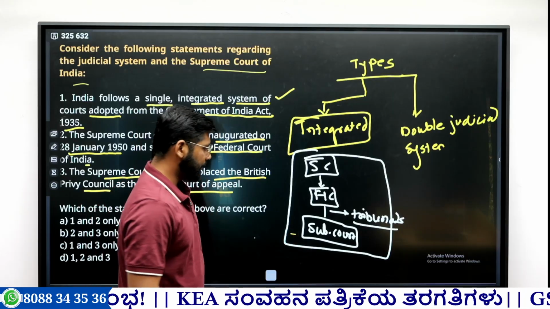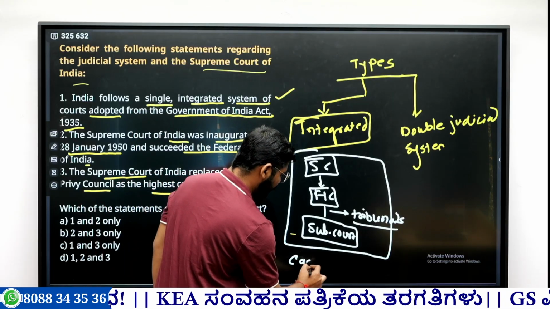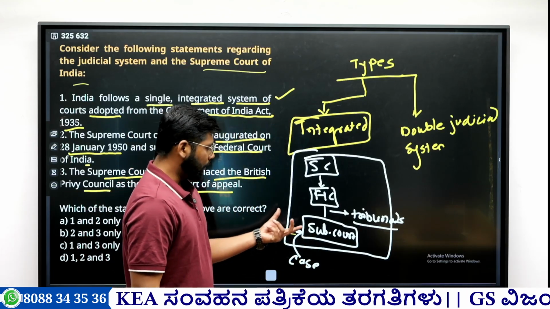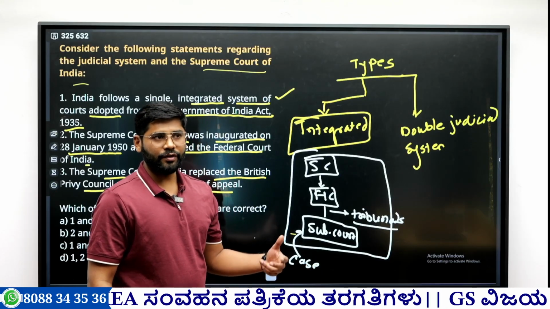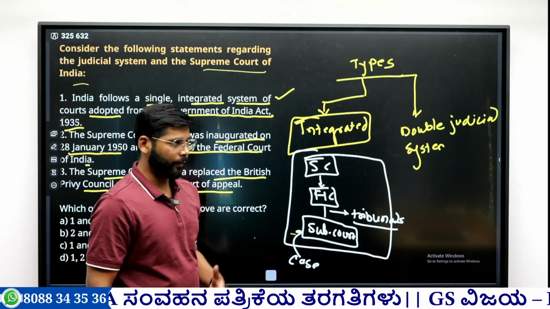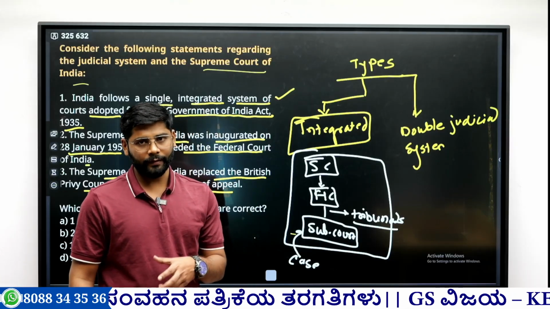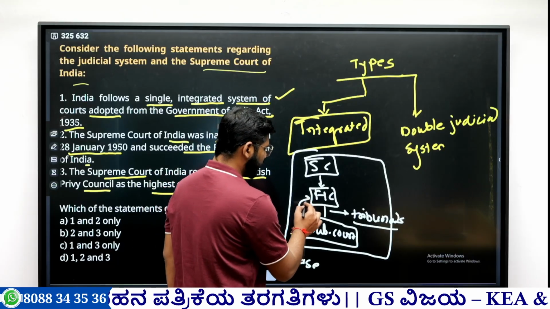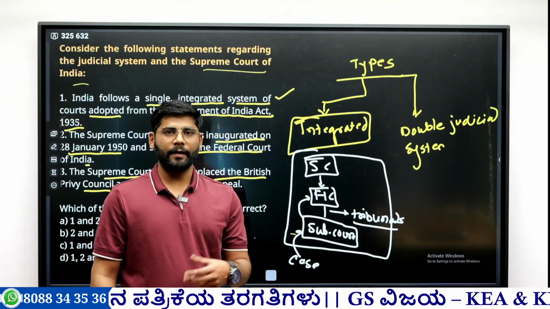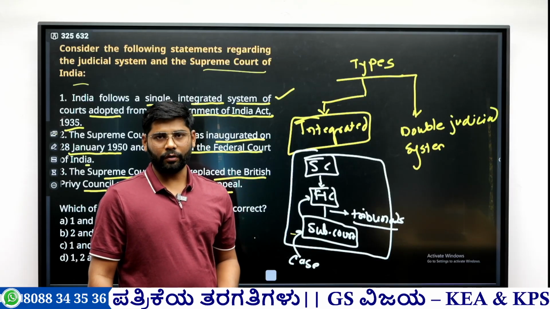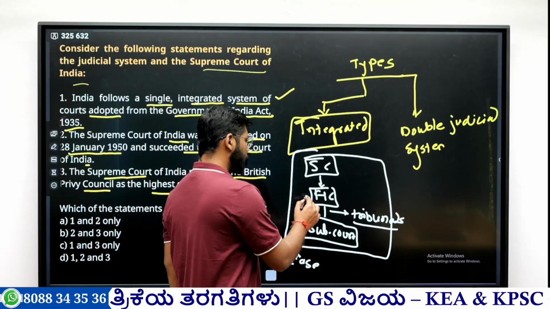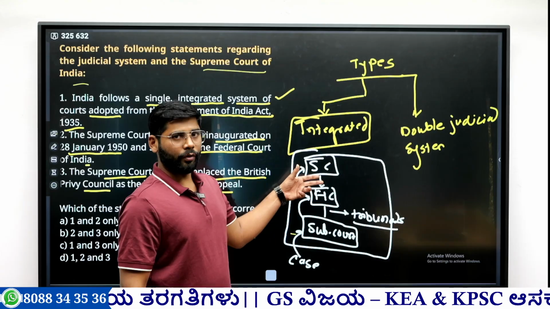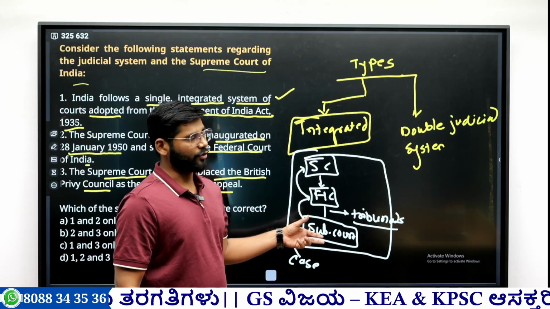If you are going to a subordinate court with some case, and the subordinate court gives a judgment that is not in your favor, or you find that the judgment is unjustifiable, what can you do? You go to the High Court with an appeal. And the same happens with the High Court. If the High Court also does not satisfy you, then you can go to the Supreme Court. From the lower court you can go to the higher court. That's why it is called the integrated judicial system.